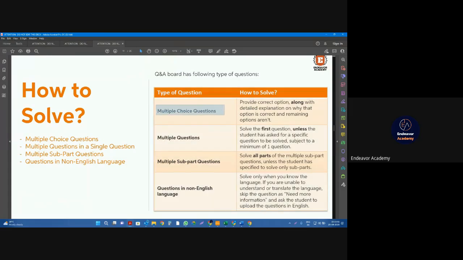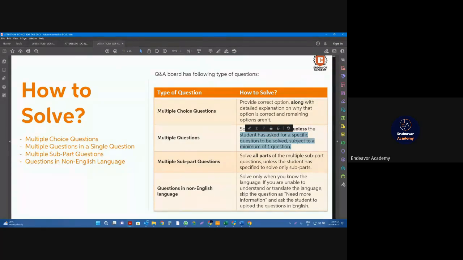So first is the type of question. If we are getting multiple questions, multiple questions means in a single image, if there are different questions like question 1, question 2, question 3, question 4, in that case we have to only solve the first question. Okay, in case of multiple questions, we have to solve only the first question unless the student has asked for a specific question to be solved, subject to a minimum of one question. So let's say there are 5 questions on the image, but the student has asked to solve the fourth question, then we have to solve the fourth question.